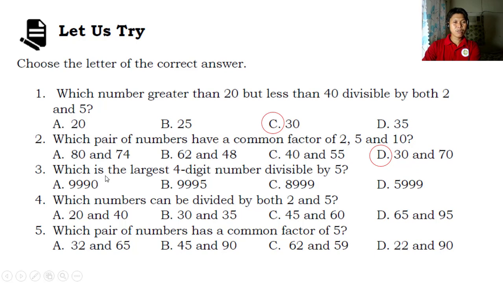Number 3: Which is the largest 4-digit number divisible by 5? Okay, largest. So, it is 9,995. Letter B. Number 4: Which numbers can be divided by both 2 and 5? Dapat, it ends with 0. Hindi pwede sa 5 kasi even number dapat. Like, for example, these numbers. Hindi na pwede yung iba kasi hindi yan divisible by 2. Number 5: Which pair of numbers has the common factor of 5? Dapat, it ends with 5 or 0. Itong dalawa, pwede. Tingnan natin yung iba, hindi pwede. So, letter B is the correct answer.